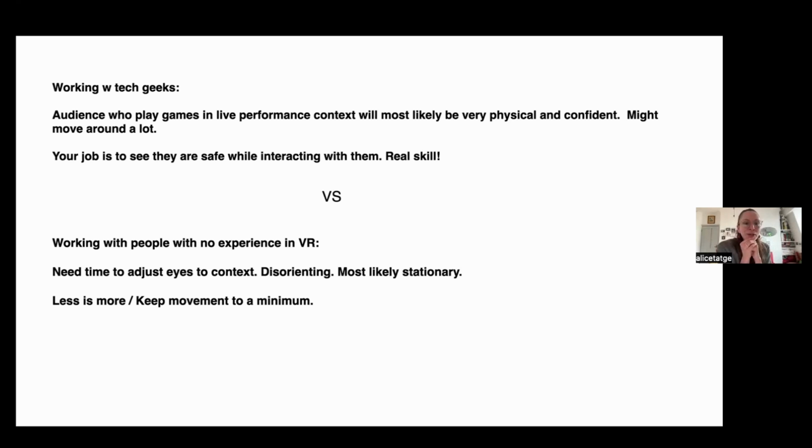And then working with people with no experience in VR. And generally, there's kind of a freeze reaction. They'll be most likely stationary. And in regards to that, you just want to try to kind of keep it nice and simple. Less is more, keeping the engagement with them to a minimum so they can feel comfortable and get to know their surroundings.